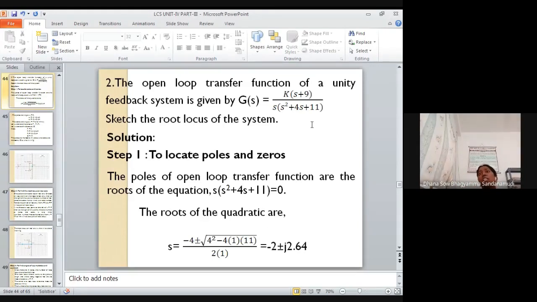You already know that poles can be obtained from the denominator of the given open loop transfer function and zeros can be obtained from the numerator. Determine the poles and zeros for this given expression. Step number 1. Write down step number 1, all of you.